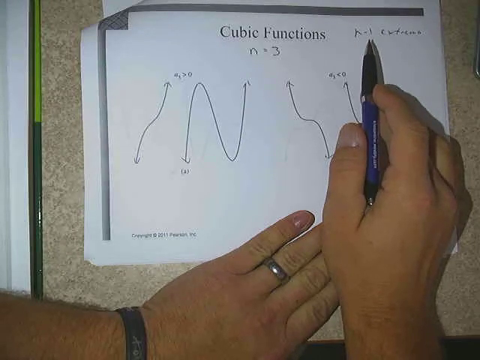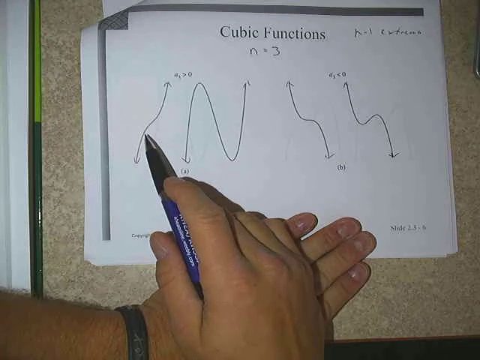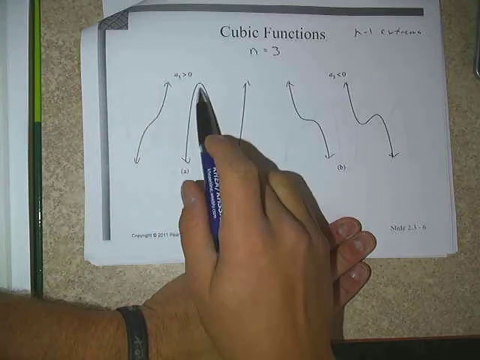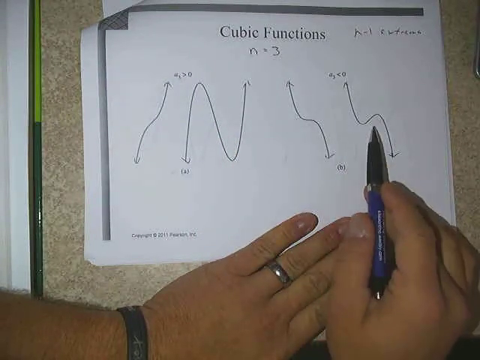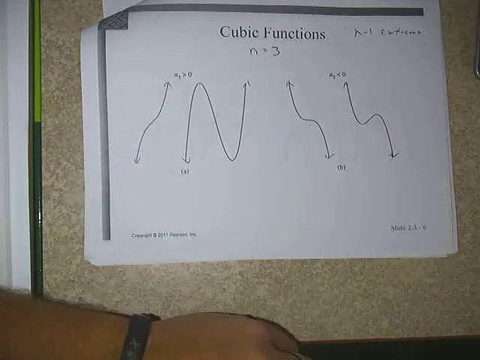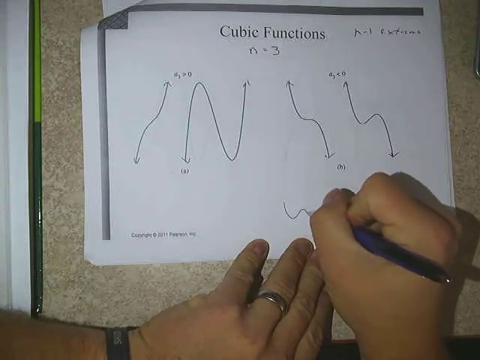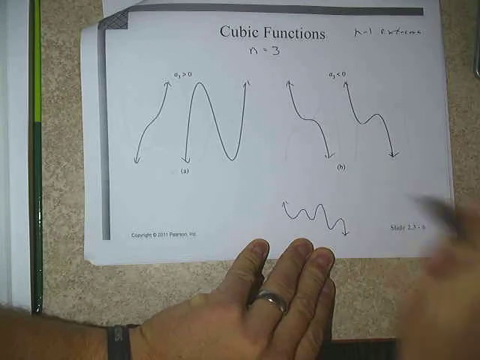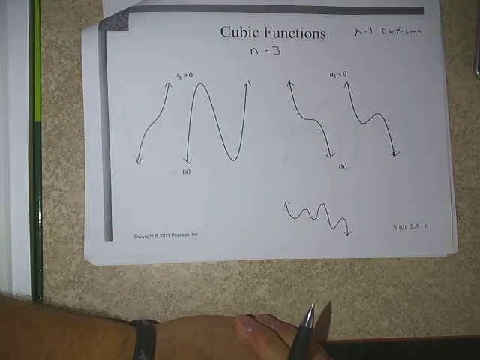So let's look at these pictures and see if that makes sense when we know that these are the general shapes that I would get when I have a cubic function. Okay, so n minus 1 extrema. So n minus 1 for us would be how many? 2. Okay, and if you look at this one has no extreme values. This one has how many? 2. It's got a maximum and a minimum. This one would have none. This one would have 2. Okay, so we have at most n minus 1 extreme values.